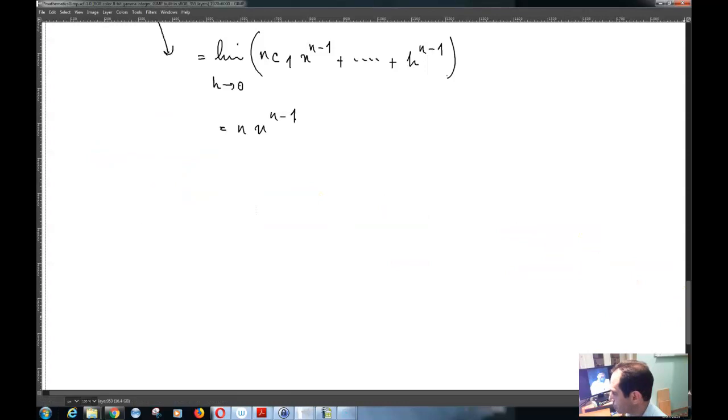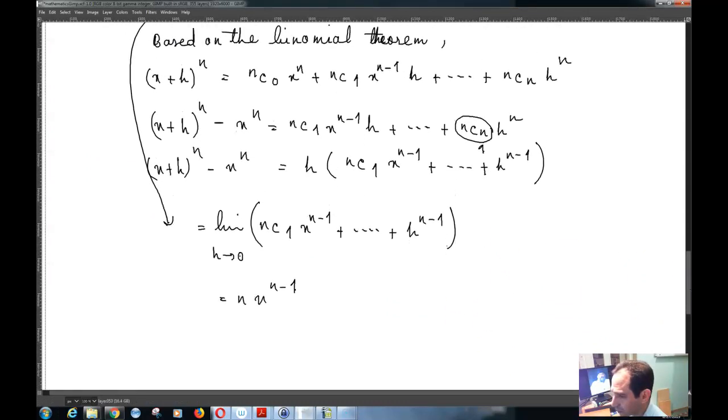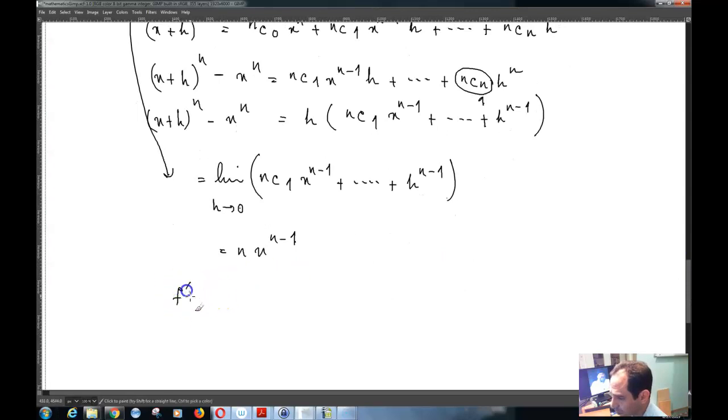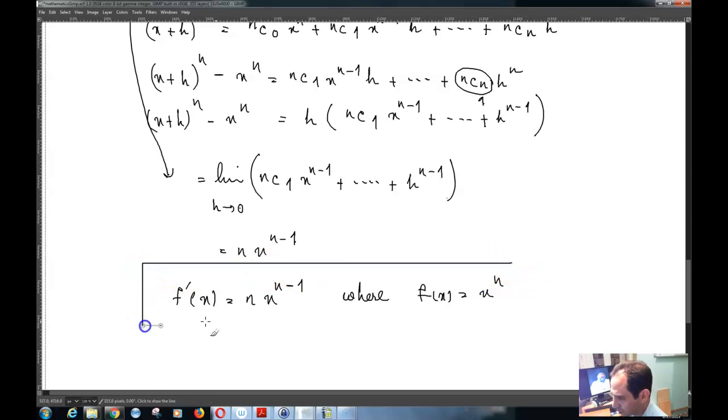And that is basically the limit of the derivative, that is, f prime of x is equal to n times x raised to the power n minus 1, where f of x is equal to x raised to the power n. So that is basically what we wanted to prove here.